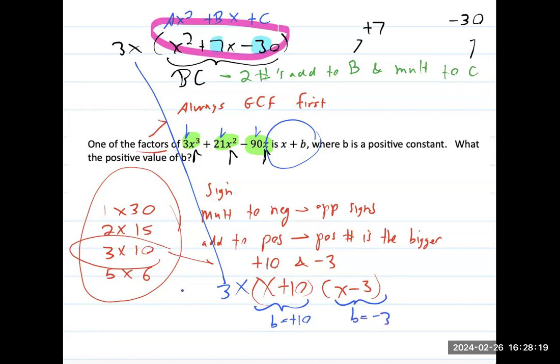Now, the way this is worded, we're not looking for the roots. The roots would be where you set all of these equal to 0, and then the 10 becomes negative 10, and the 3 becomes positive 3. So this is different than that. Here, we're just looking at the x plus b, and we're looking for the positive value of b, which is 10.